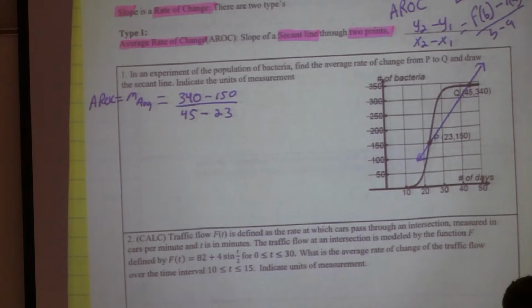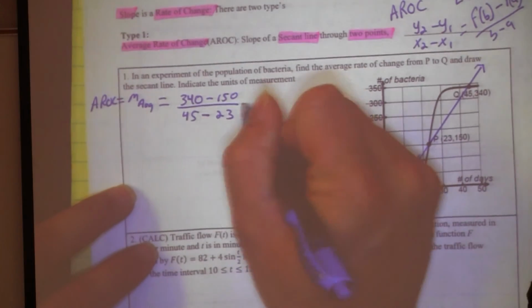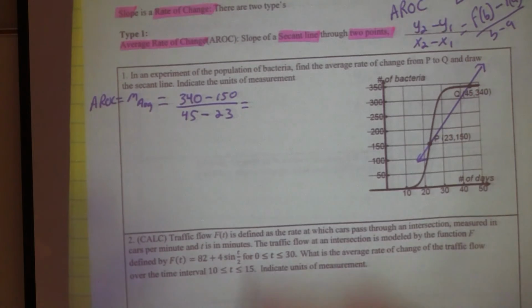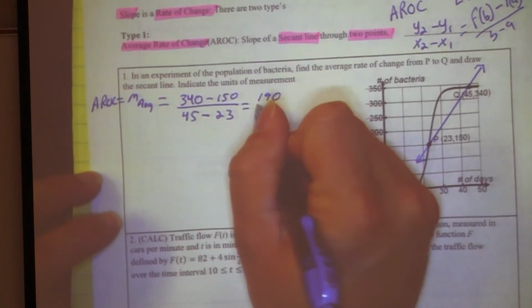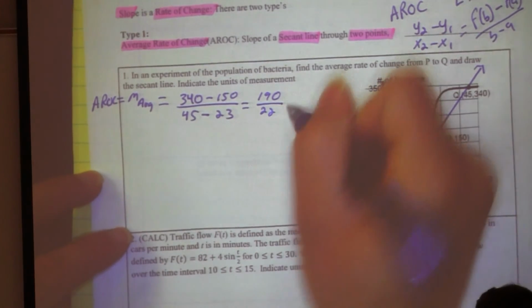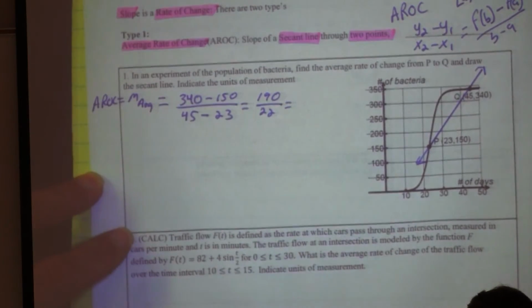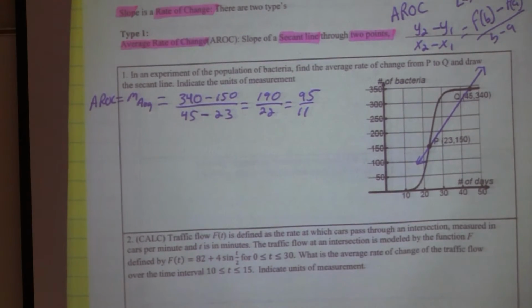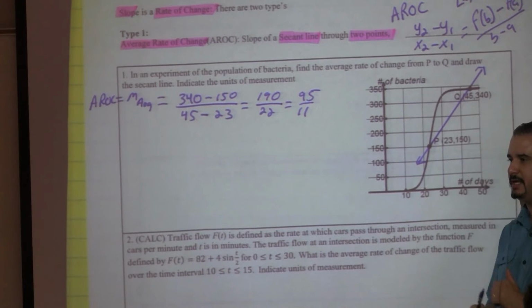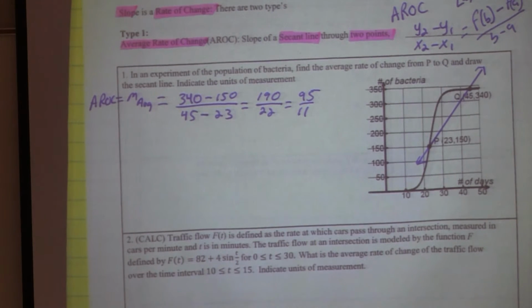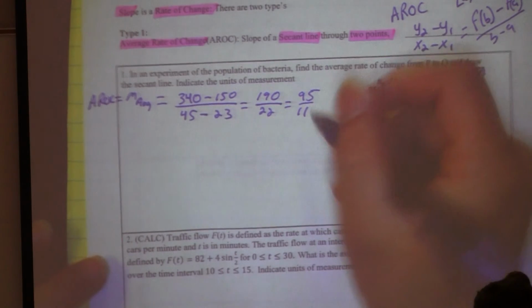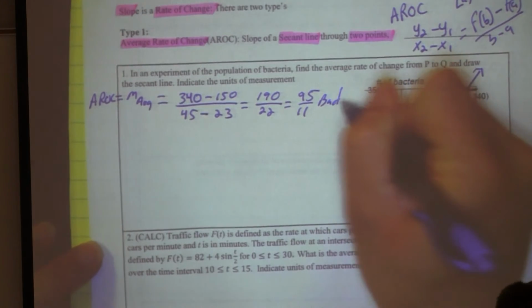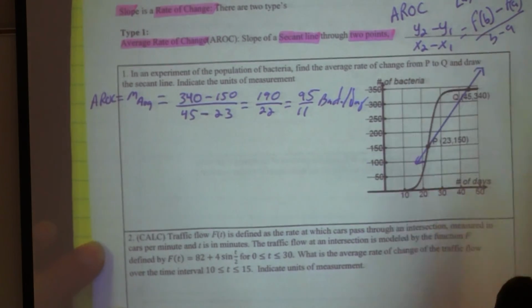Okay, so you have a calculator, go ahead and use it. So this will be 190 over 22, and then that should reduce to what? 95 over 11. Okay, now whenever you're talking about problems like this, including rates, something real, you need to include the units of measurement. So what would this be? 95 over 11 bacteria per day, right? So this would be 95 over 11 bacteria per day.